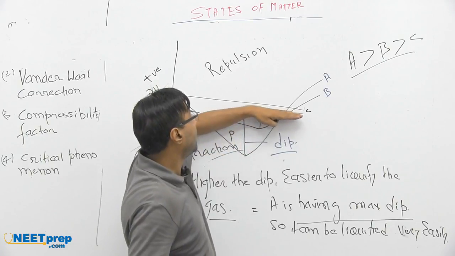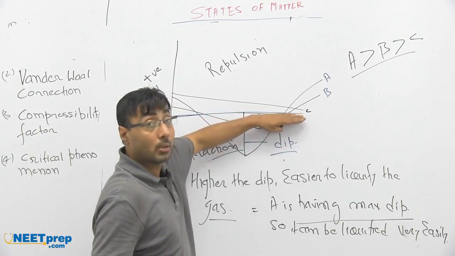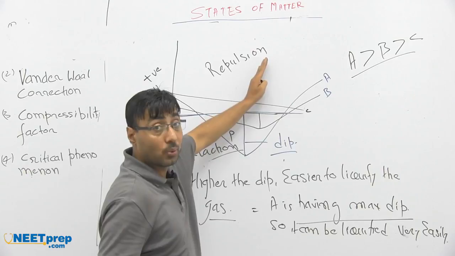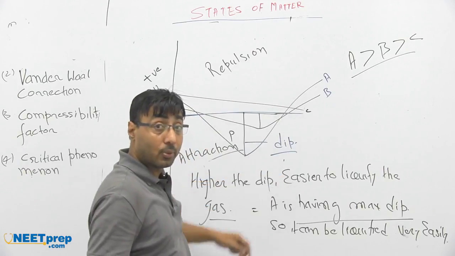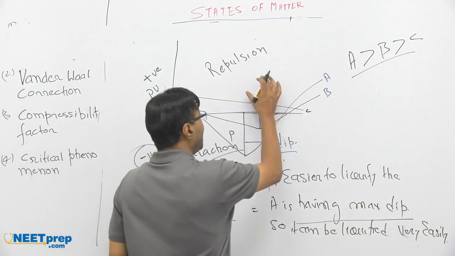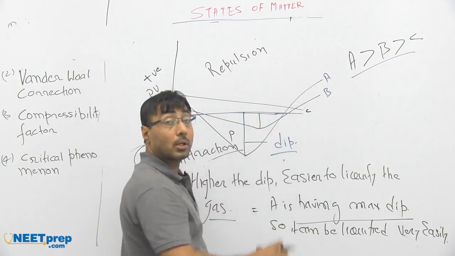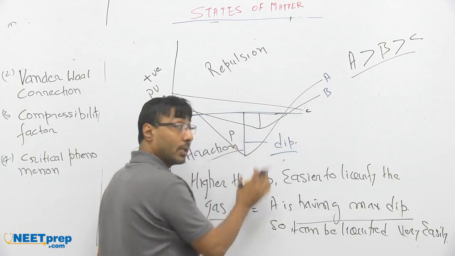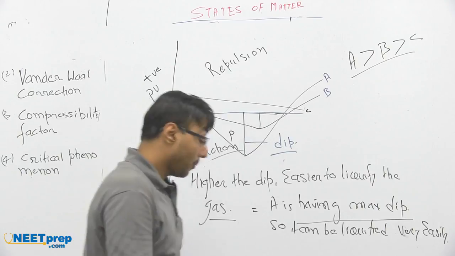This is the part which doesn't have attractive or repulsive forces. Above this, repulsive force is there. Below this, attractive force is there. So if the graph is in this zone, we cannot liquefy it. If the graph is in this zone, we can liquefy it very easily.